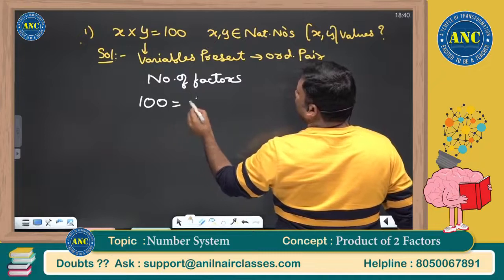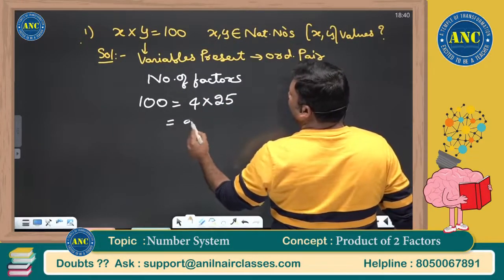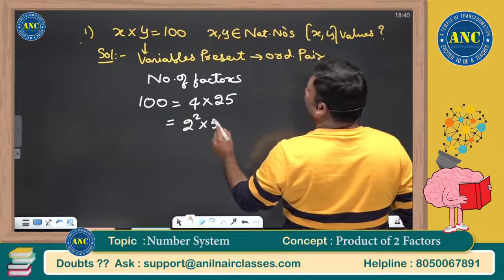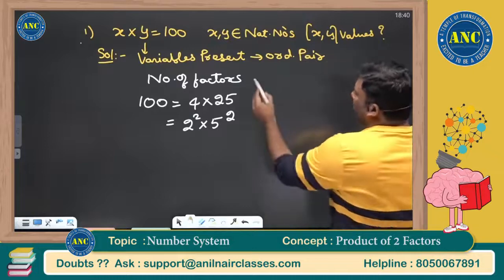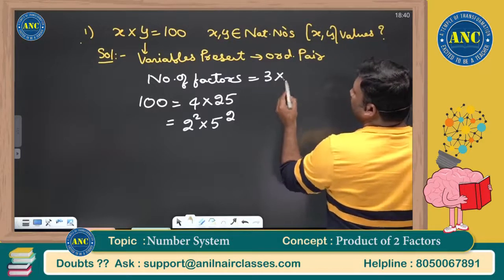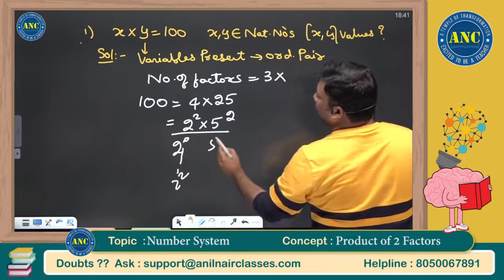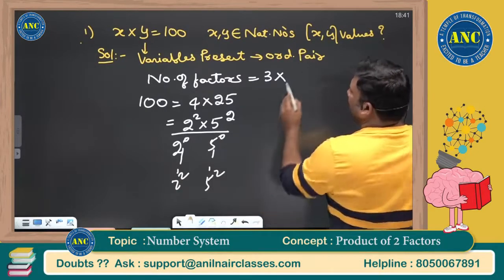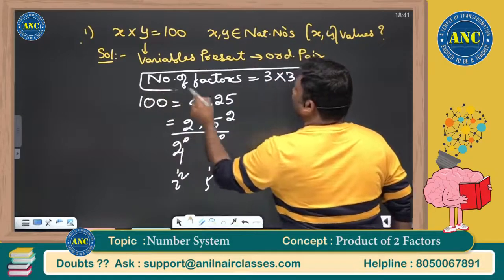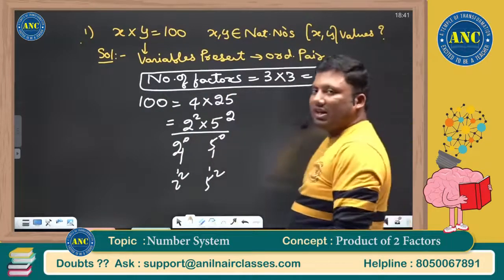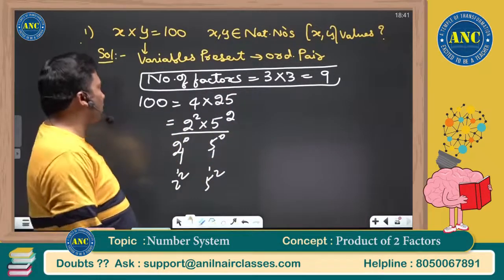100 is nothing but 4 into 25. 4 and 25 are composite. Write it as a power of prime bases: 2 square into 5 square. So 0 to 2, how many combinations? 3 combinations. 0 to 2, again 3 combinations. 3 into 3. The number of factors will be 9.